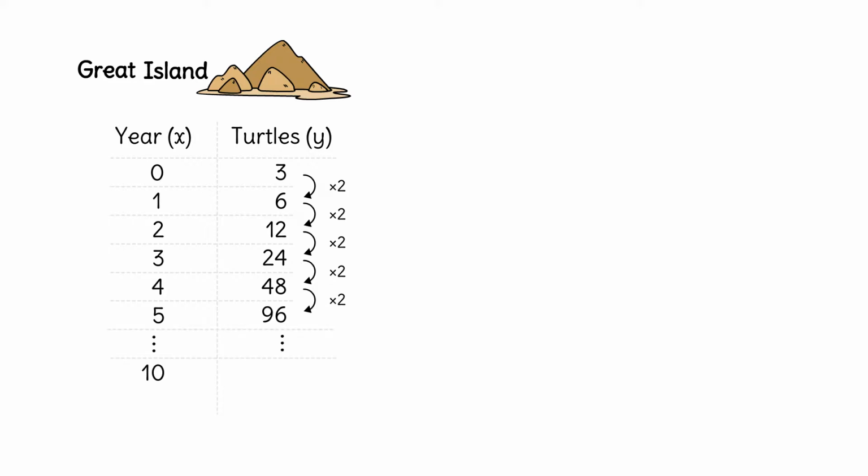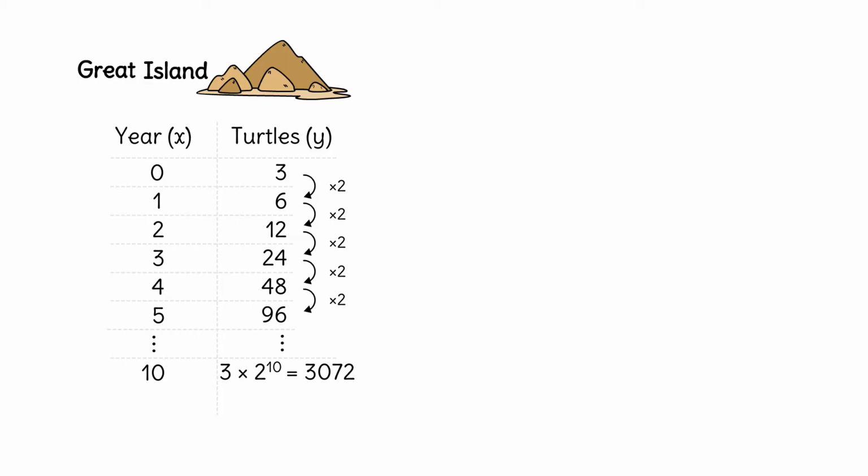After 10 years, we have doubled 10 times. We have an initial value of 3, which is multiplied by 2 10 times. We can write that using an exponent: 3 times 2 to the 10th. 3,072 turtles. That's a lot.